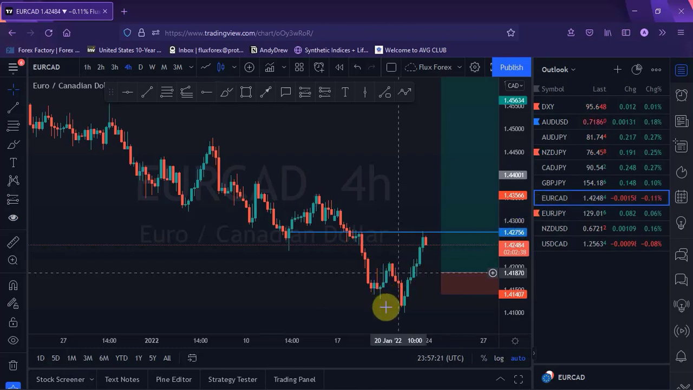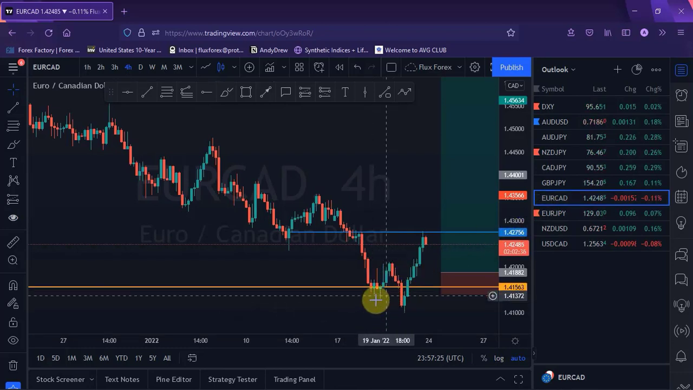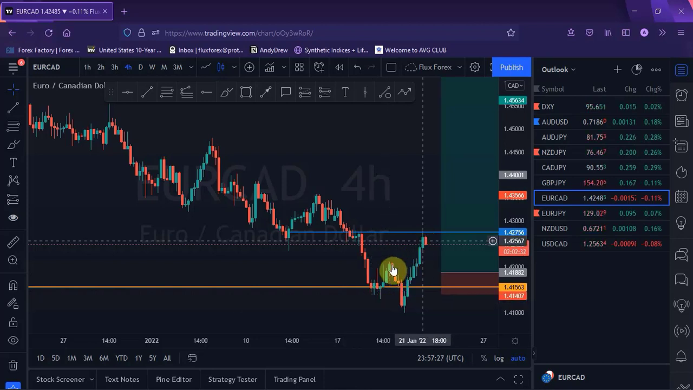So as we can see on EURJPY, this is what is happening. We've seen some sell stops being cleared, breaking the market structure. So I'll take these candles as my breaker block.